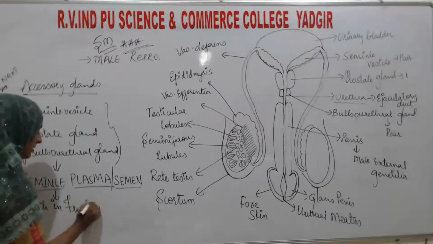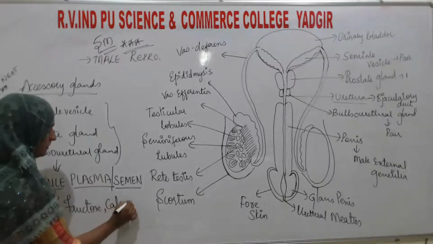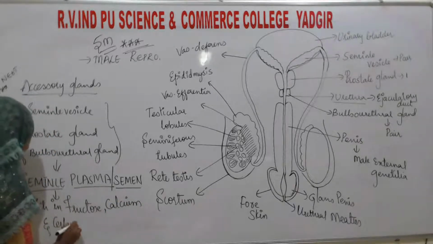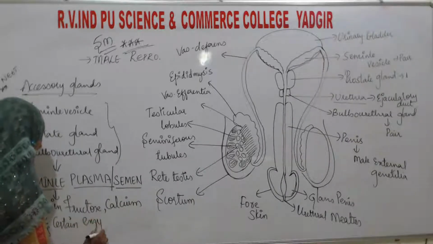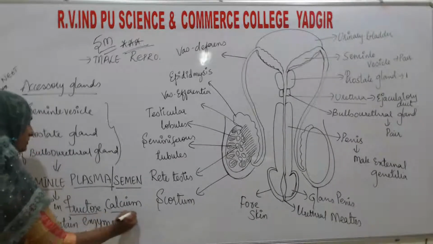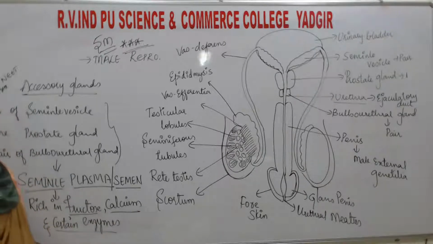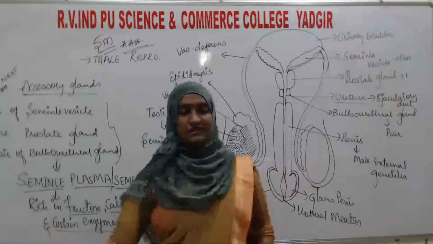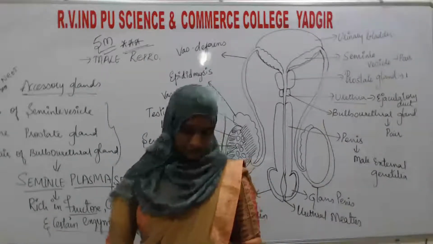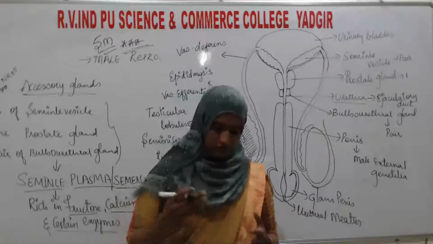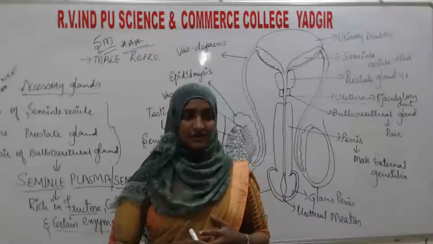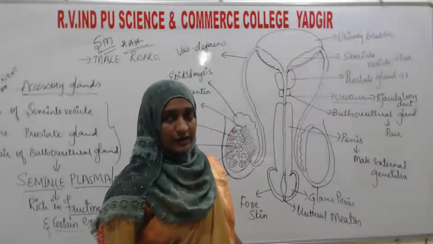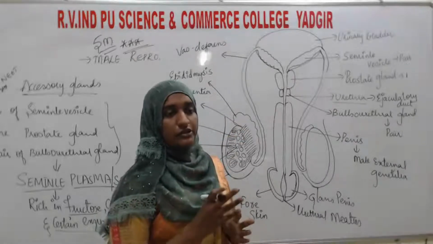calcium, and certain enzymes. They are rich in fructose, calcium, and certain enzymes. Okay, these enzymes are required during fusion of gametes. So this fructose, calcium, and certain enzymes are secreted from the seminal vesicles, prostate, and bulbourethral gland, or whatever the seminal plasma is going to secrete.